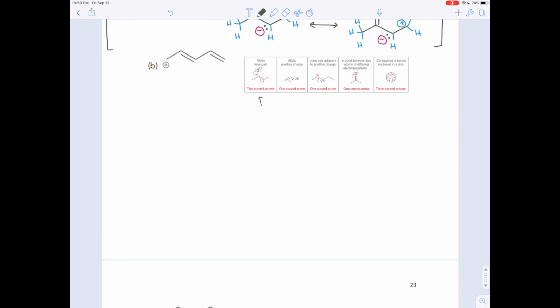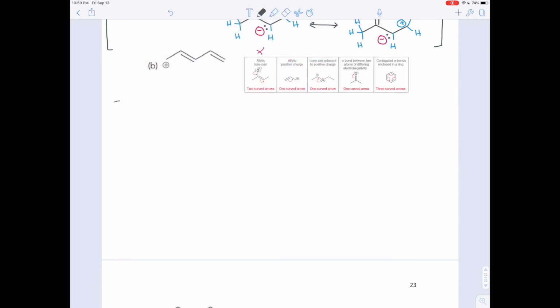Do we have an allylic lone pair? No, we don't have any lone pairs, so we don't have that one. Do we have an allylic positive charge? We have a positive charge. If you go one atom over, you're at an atom in a double bond, so we do. That is an allylic positive charge.